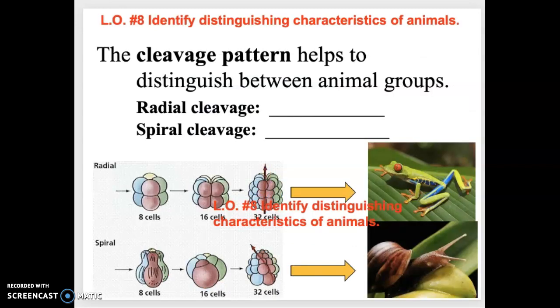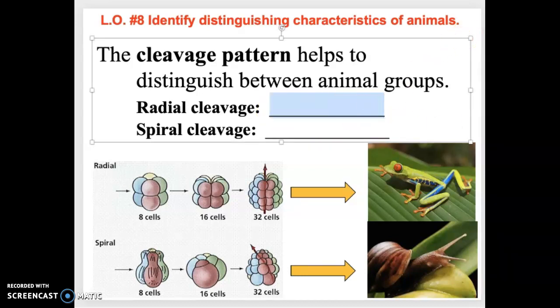Second feature, as you're going through cleavage: how does your body plan form? Cleavage is the division of the cells. 2 divide into 4, 4 into 8, 8 into 16, and so on. We'll see 2 different patterns of cleavage. Radial cleavage is found among the deuterostomes.